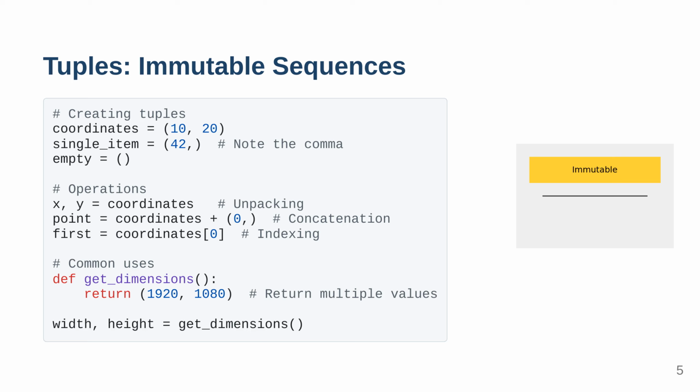Tuples are immutable sequences. Once created, they cannot be modified. This immutability makes them perfect for representing fixed collections of values, like coordinates or RGB colors. Tuples are commonly used for returning multiple values from functions and for situations where you want to prevent accidental modification of data. The parentheses syntax distinguishes them from lists.